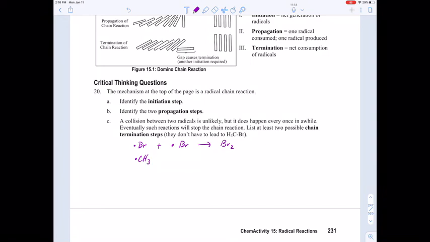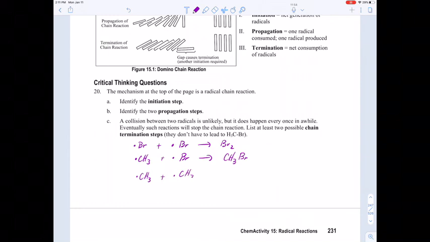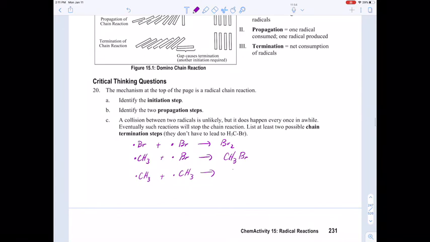Okay, we have another two radicals, so this one can give us this product. We could also have these two radicals. I'll write it like this, otherwise known as ethane. So there are three possible termination steps. All of them unlikely, but possible. Okay, that's where we're going to end.